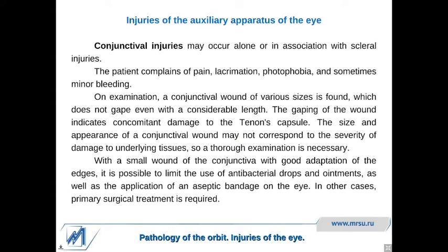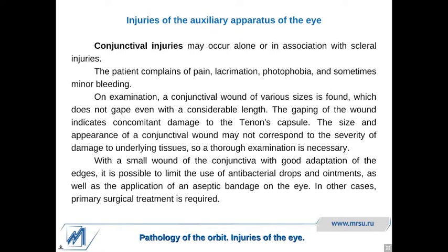The next variant of the injuries of the ocular apparatus of the eye is the conjunctival injuries. They may occur alone or in association with scleral injuries. The patient complains of pain, lacrimation, photophobia, and sometimes minor bleeding. On examination, a conjunctival wound of various sizes is found, which doesn't gape even with a considerable length. The gaping of the wound indicates concomitant damage to the Tenon's capsule. It's a capsule under the conjunctiva, between conjunctiva and sclera.